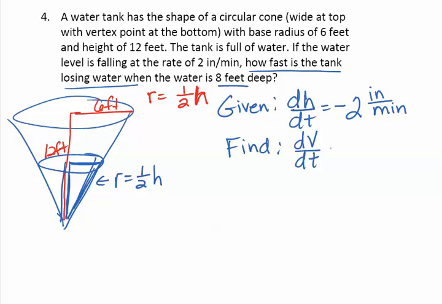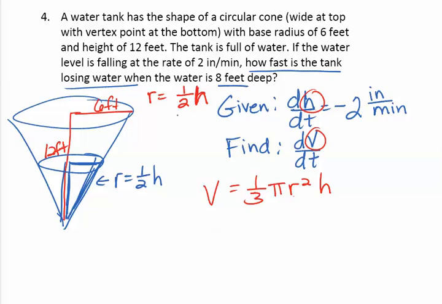The rate at which we're losing volume is what we're looking for, dV dt. So we want a static formula for a cone that involves the height and the volume. And we know the volume is 1/3 the base area times the height. The base area is a circle, pi r squared. And we don't care about the radius. We only care about height and volume.